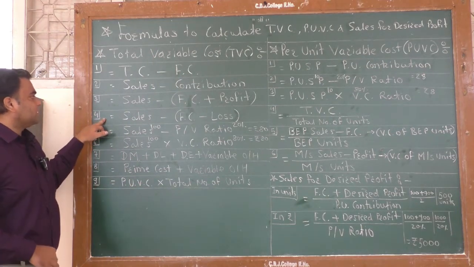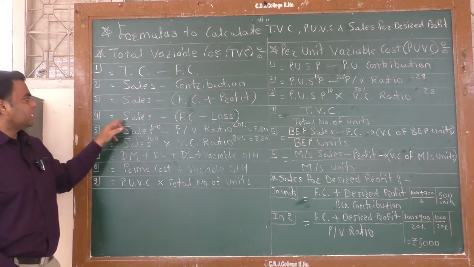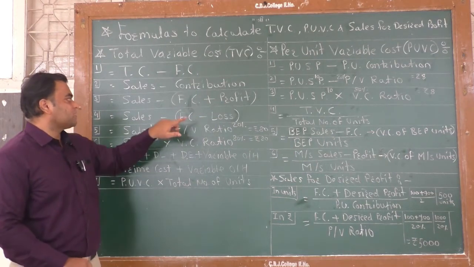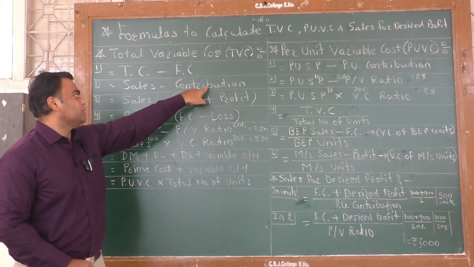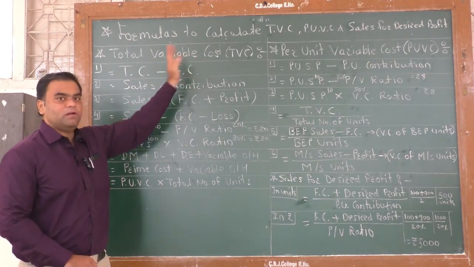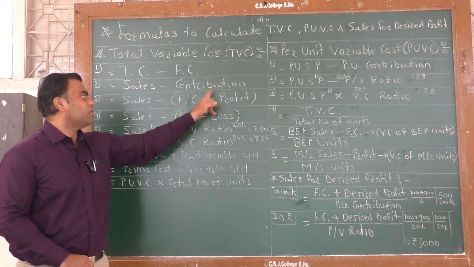Then the fourth formula is also similar to the second and third formula. Sales less fixed cost less loss. As we know, fixed cost less loss is equal to contribution. So sales less contribution, as we discussed, is total variable cost. Fixed cost less loss is equal to contribution.